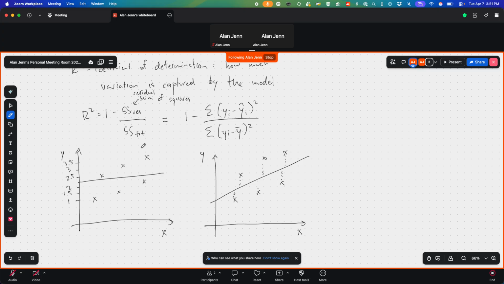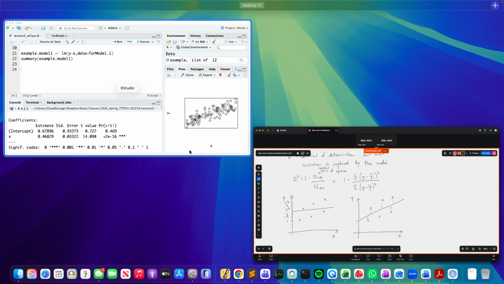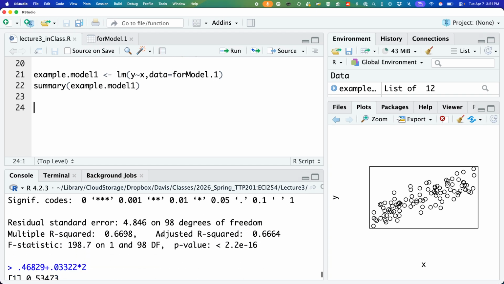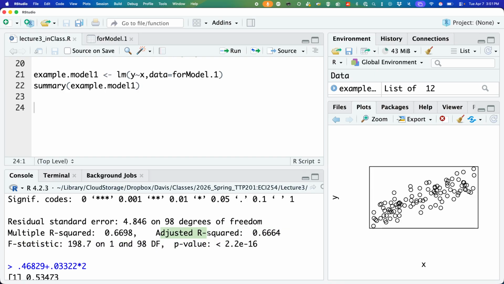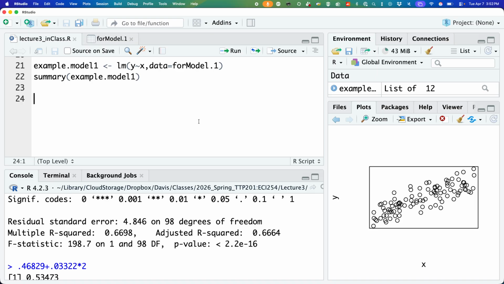Okay, any questions about that? So if I were to look here, we are going to talk about adjusted R squared later on, so don't worry about what that means. The multiple R squared is really what we're talking about right now. Here it's saying 0.6698, and so it's essentially saying that 67% of the variation is being captured by my model, and the rest of it is not. And we know that a lot of the rest of that variation is really just coming from the artificial error term that I introduced. Okay, any questions?